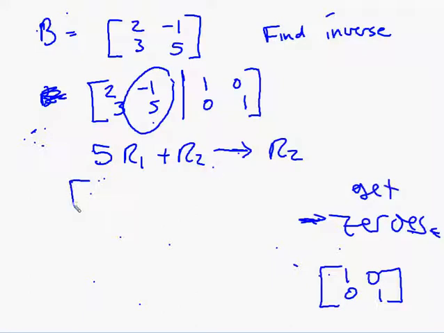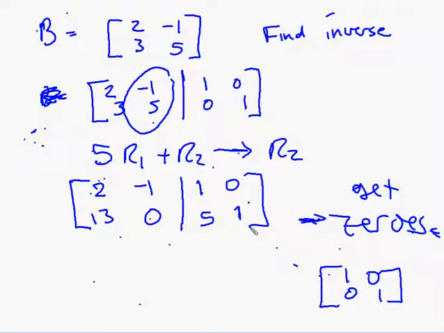Alright, so we're going to go ahead and do that. So I have 2, negative 1. I'm going to leave that row the same as it was before. So now I have 2 times 5 is 10, plus the 3 is 13. Negative 1 times 5 is negative 5, plus the 5 is 0. 5 times 5 is 5, plus the 0 is 5. And 0 times 5 is 0, so plus the 1 is 1. And that's what I end up with.